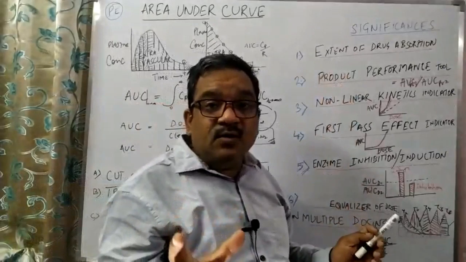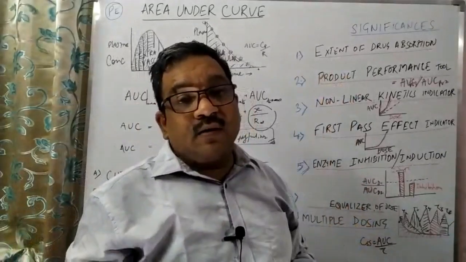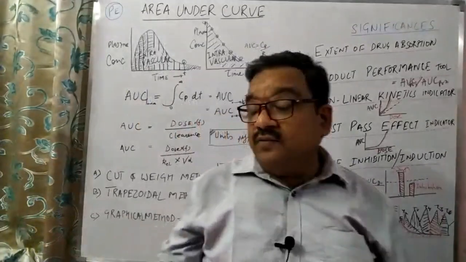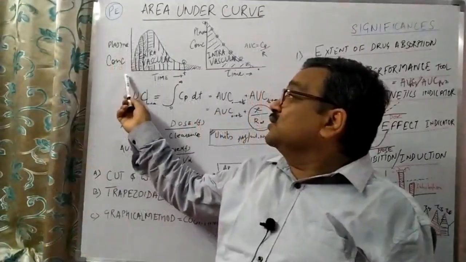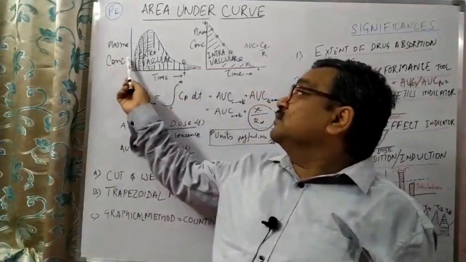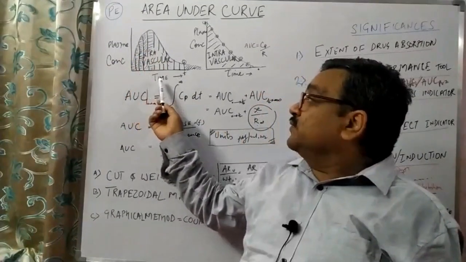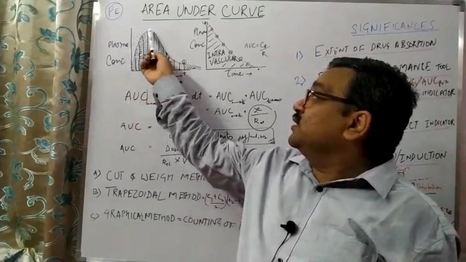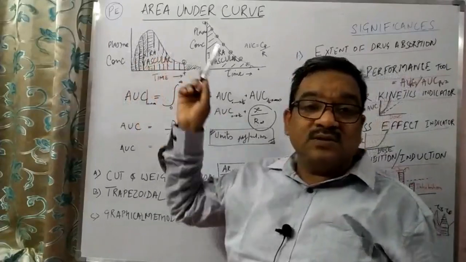AUC will tell you how much quantity of the drug gets absorbed into the systemic circulation. As we know, the concentration is moving in the blood and at different time points the concentration is there, so we can say that this much quantity of the drug is reaching the systemic circulation.